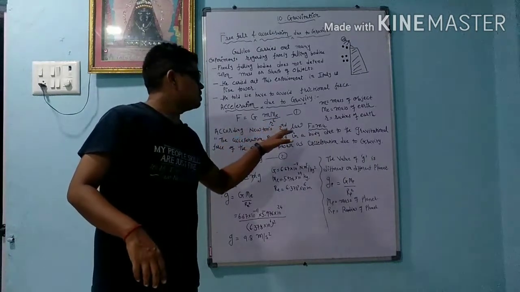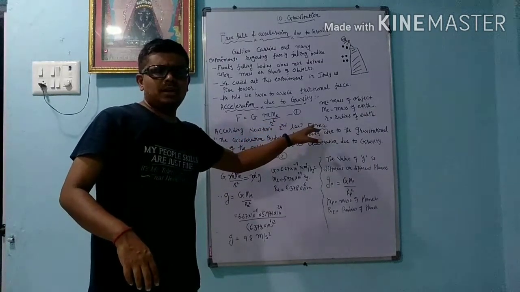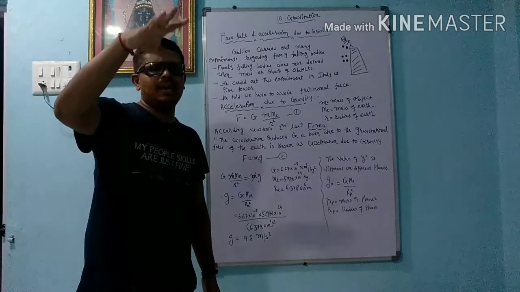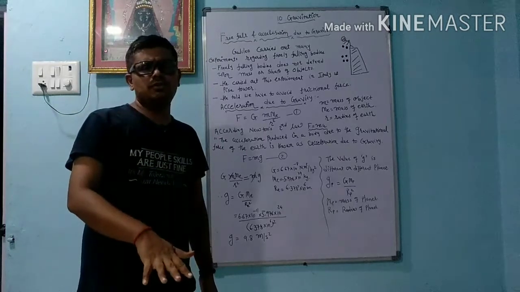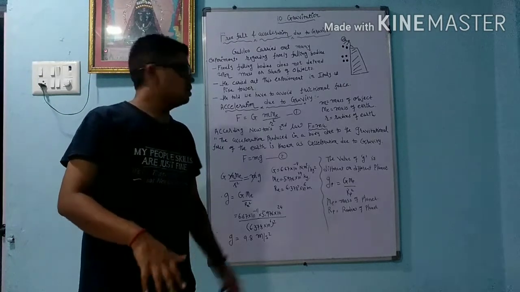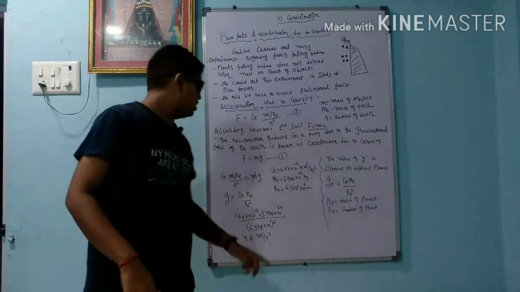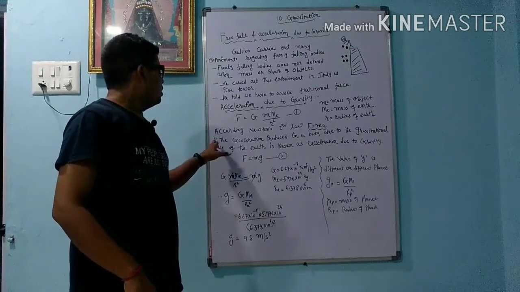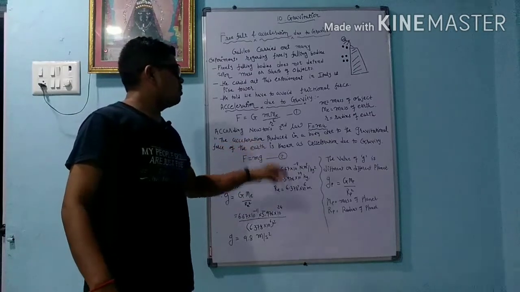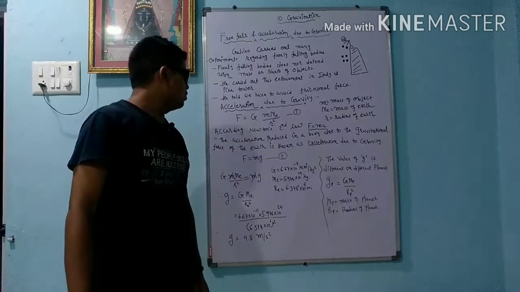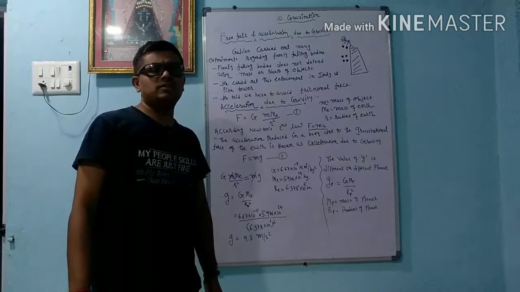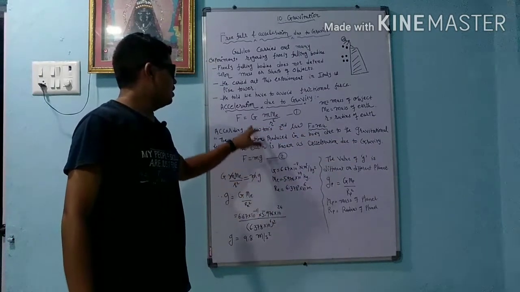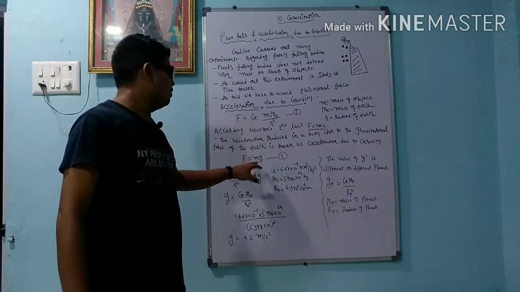Now according to Newton's law, we can write F equals ma. Whenever we drop the object, that object comes into acceleration due to gravitational force. Because of that, instead of a we write g, so we can write F equals mg. In definition we can say that the acceleration produced in the body due to the gravitational force of the earth is known as acceleration due to gravity. So F equals mg, and we will compare equations number 1 and 2.